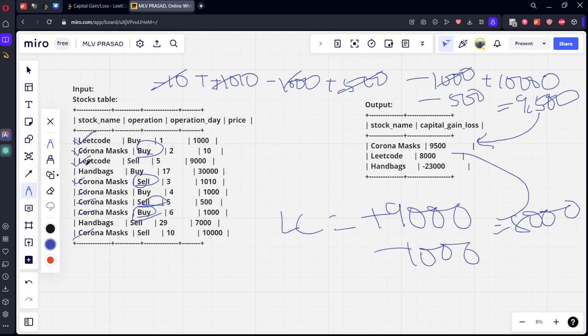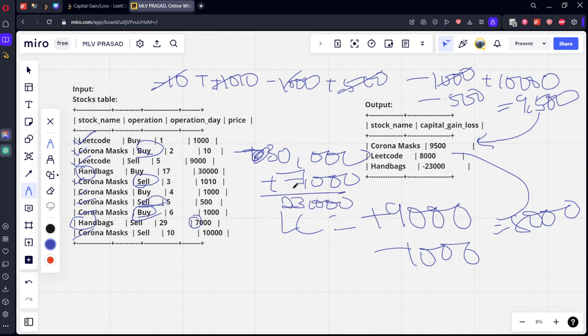What will be the Corona thing? Next is Handbags. Plus 30,000 and 7,000 sell, sorry, the first is buy, so it is minus 30,000, and sell, so plus 7,000. Minus 30,000 plus 7,000 gives minus 23,000. Okay, we got it.